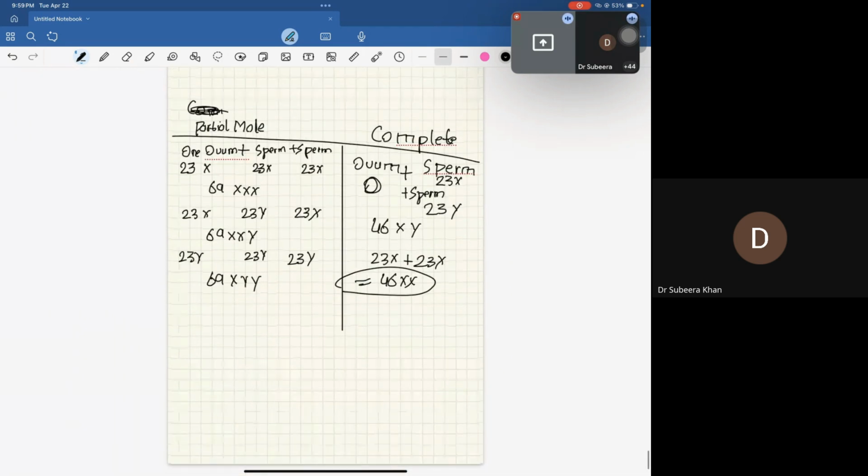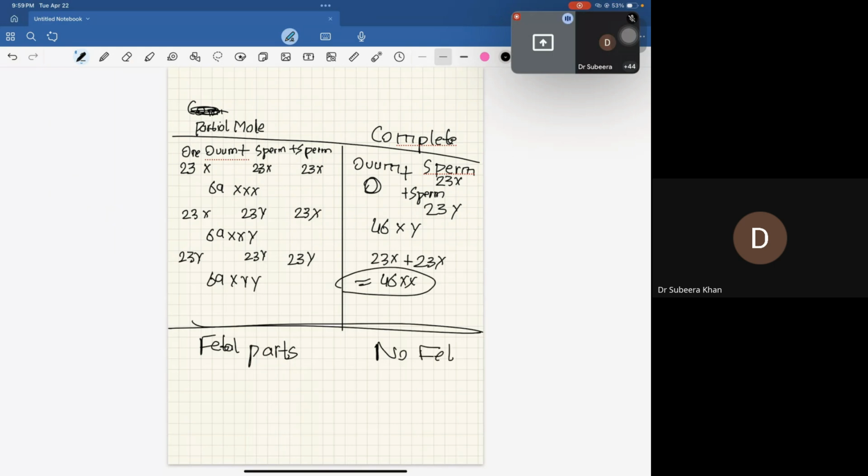Okay. Thank you. So in case of a partial mole, since the ovum was normal, some kind of fetal parts will be present. Fetal parts won't be present in a complete mole because no ovum was present. Again, since some ovum was present in the partial mole, there will be less edema. But since no normal baby is being formed in a complete mole, a lot of edema will be present here.